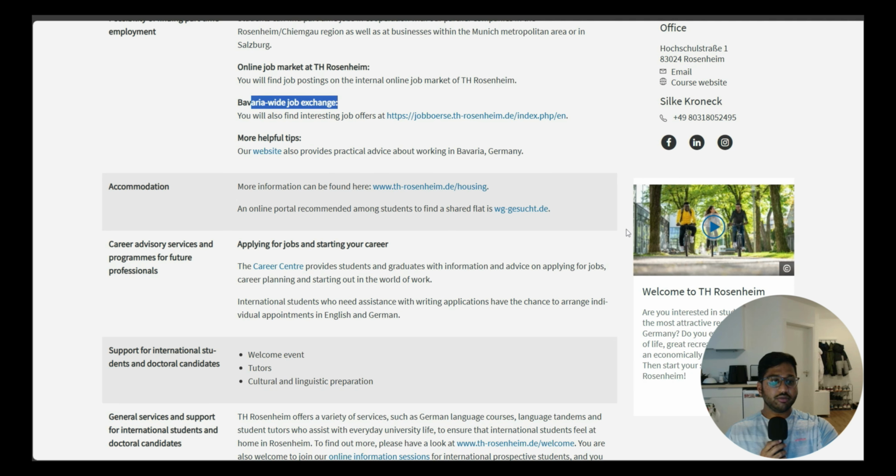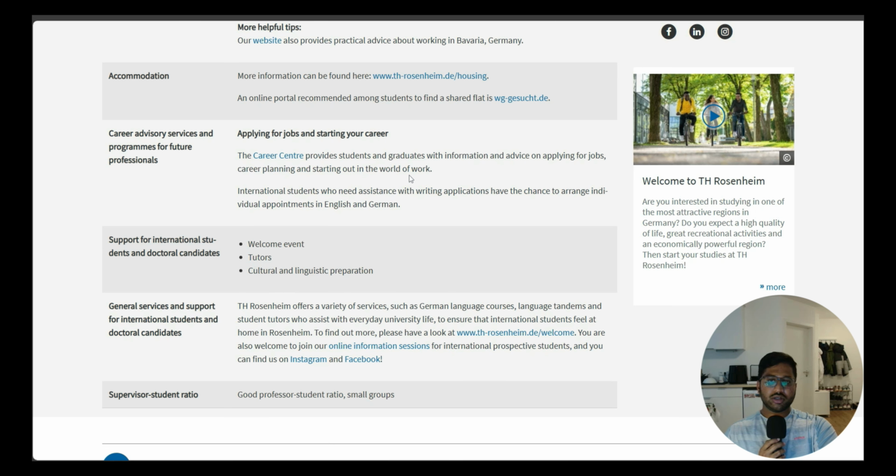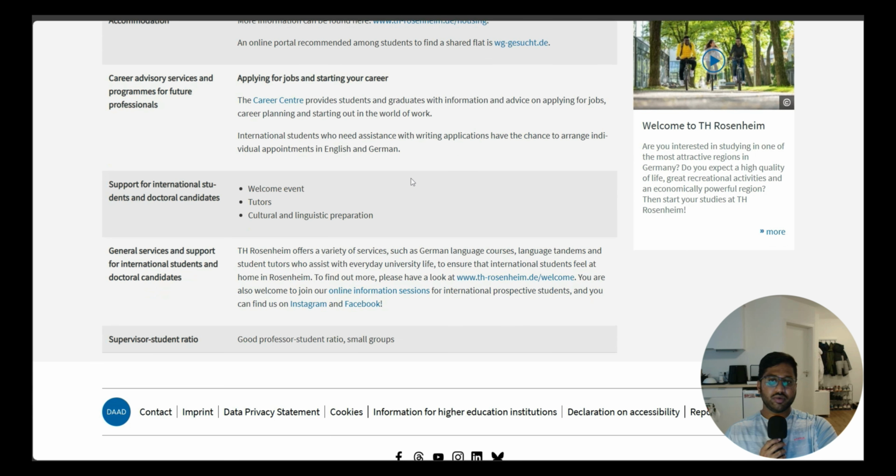Accommodation. Whenever you get the admission, please go and check the Rosenheim housing where you get cheaper accommodation. But if you don't get it, then you can check for private accommodation on WG-Gesucht or any of the Immobilier sites. Career service will always be there for international students, where you can get a welcome event, tutor, culture and linguistic preparation. You can also get help for your visa matters, CV, job searching, everything.